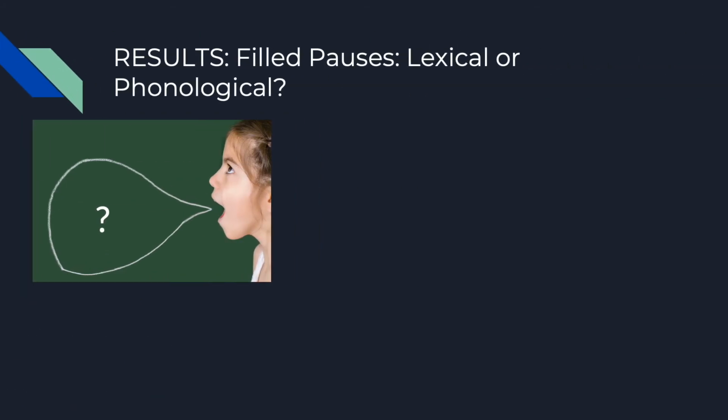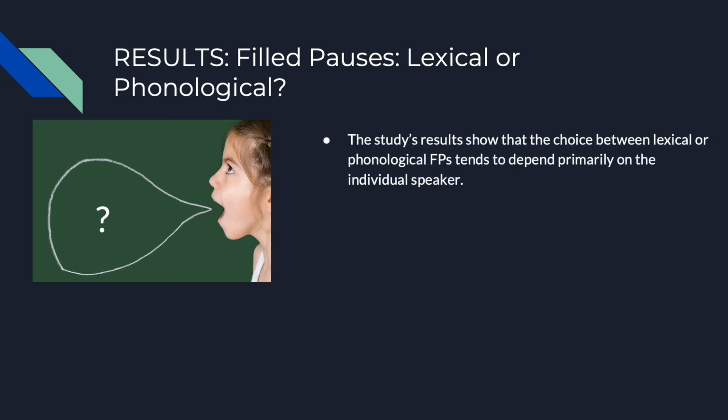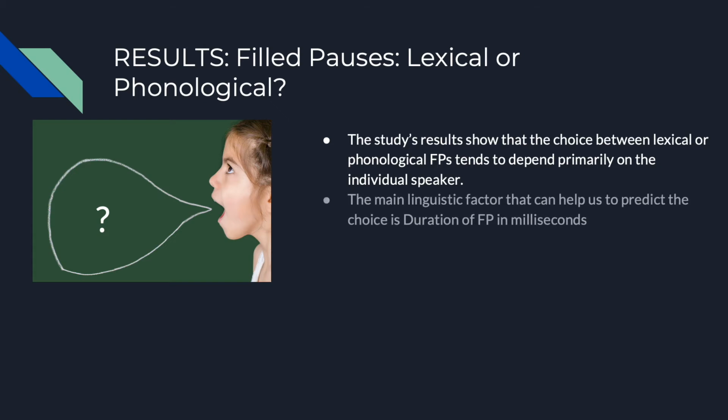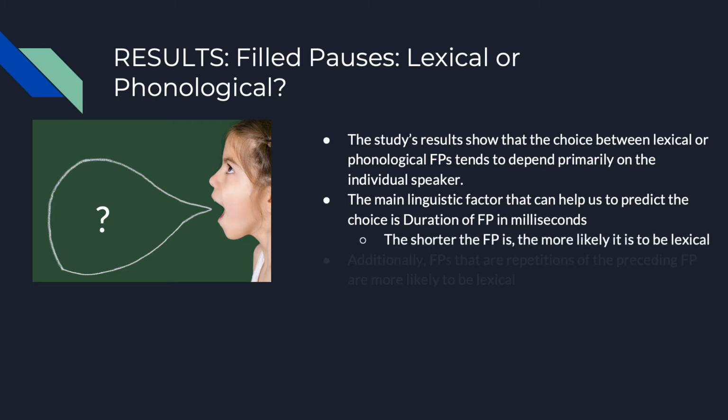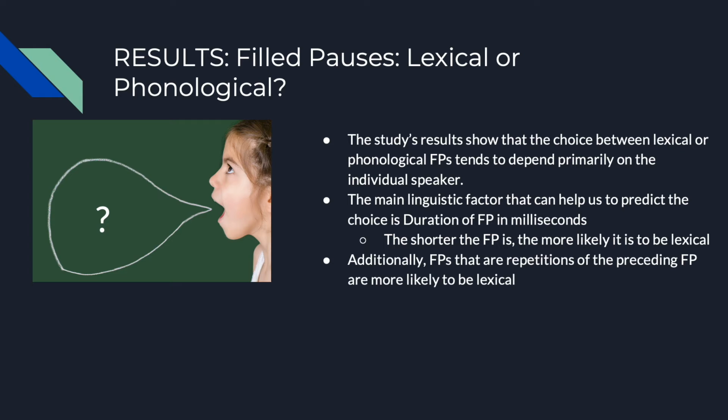Now for the results themselves. Regarding choice, the results show that generally speaking, choices between lexical or phonological filled pauses vary widely depending on the individual speaker, but they aren't actually influenced by each speaker's overall rate of use for filled pauses. The main predicting factor in determining the choice is duration of the filled pause. The shorter a filled pause is, the more likely it is to be lexical. Additionally, if there is a direct repeat of the preceding filled pause, it's also much more likely to be lexical.